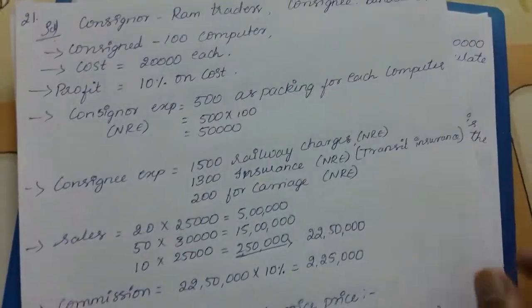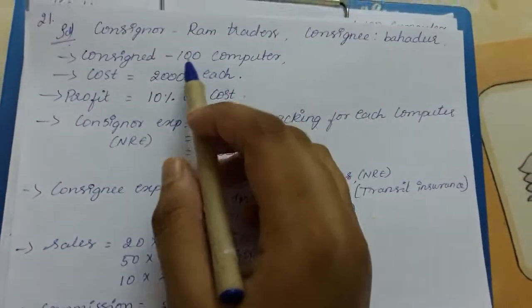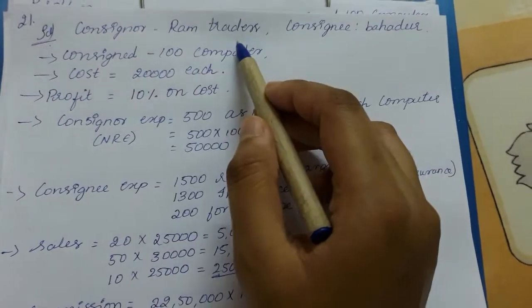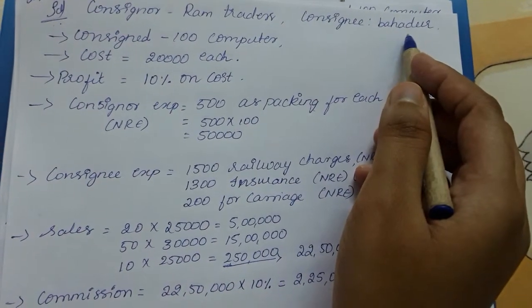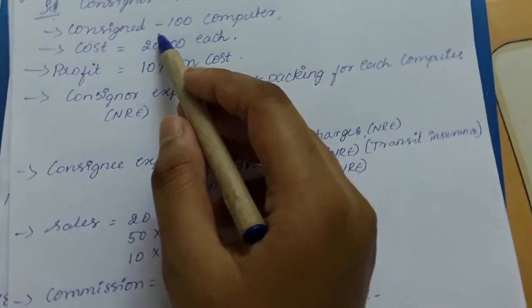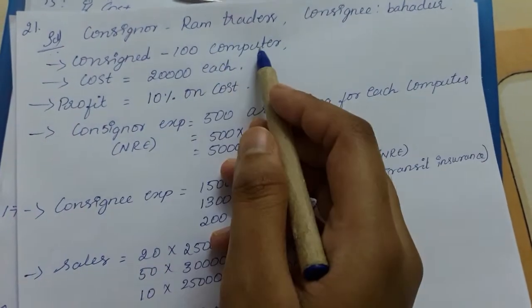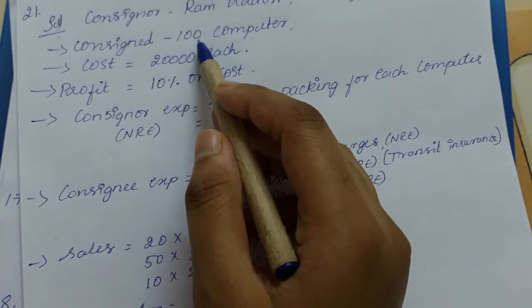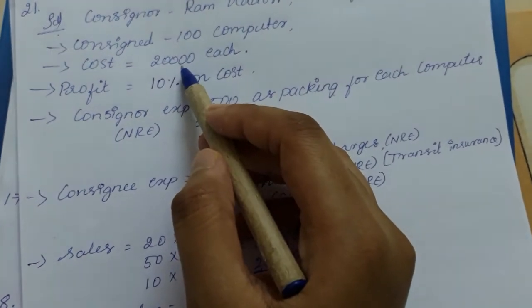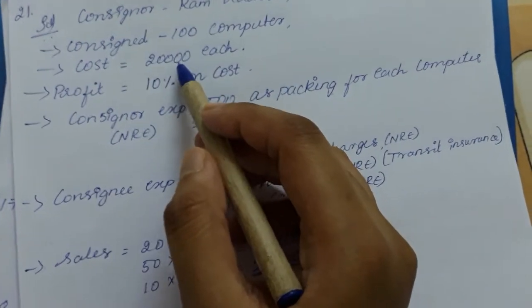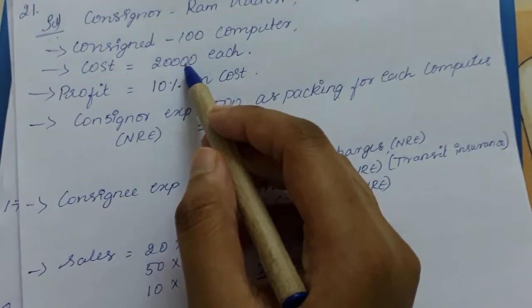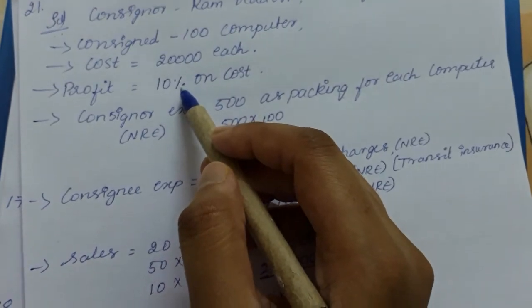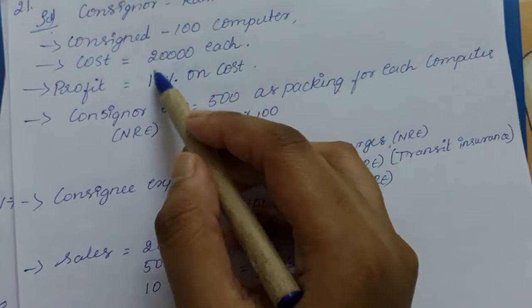Next, coming on to the given things, what all they have given. The consigner is Ram Traders, the consignee is Bahadur. What has he consigned? He has consigned 100 computers. Cost price is 20,000 each. To produce one computer it costs 20,000 rupees, so that is the manufacturing price. So he is sending the proforma, the receipt, saying there is 10% profit.